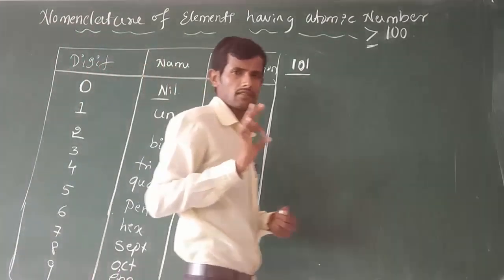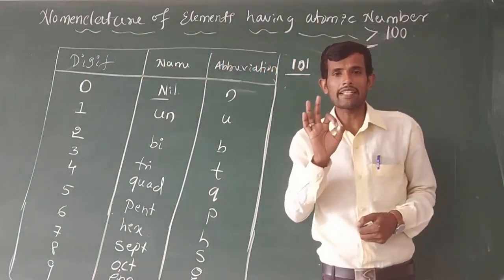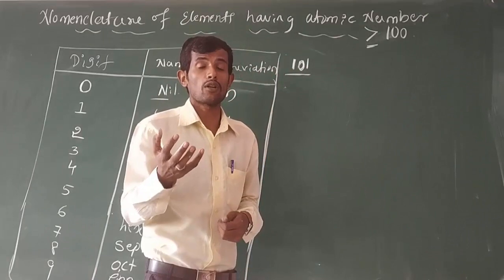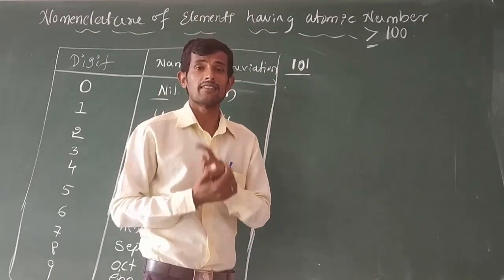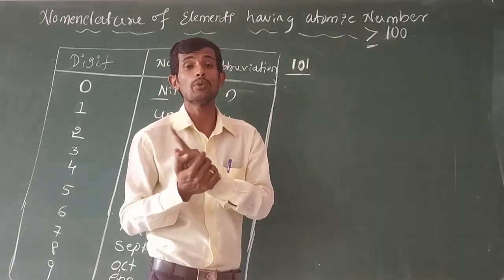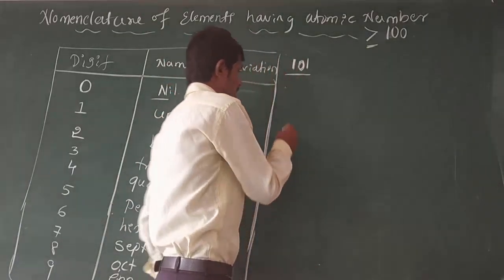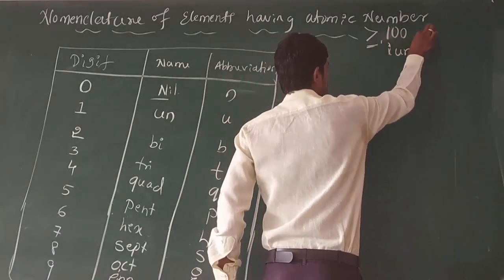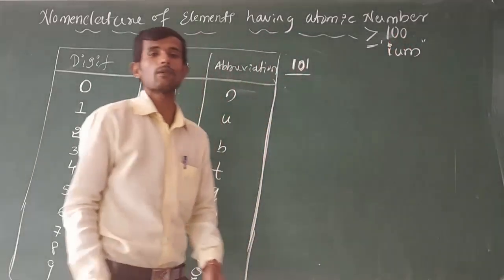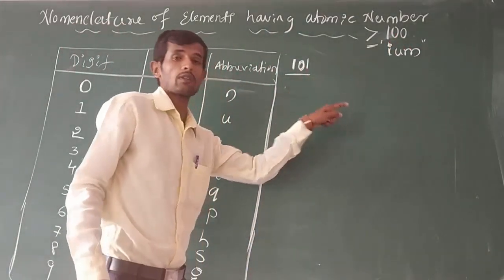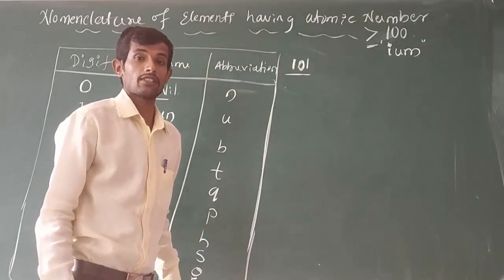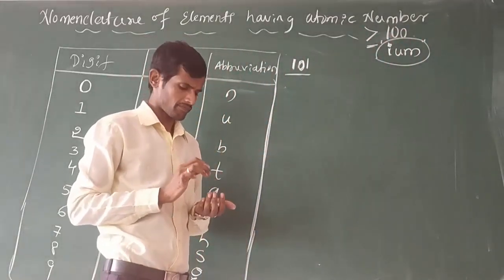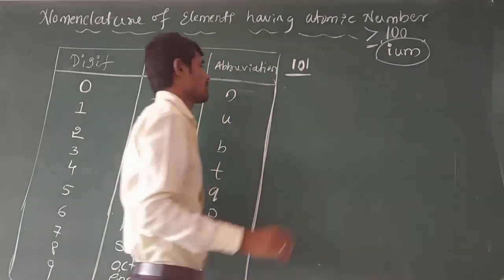Students, one more important thing you remember while writing the IUPAC name of an element which has atomic number greater than 100: the name ends with IUM. While writing the name, it ends with IUM. It will be the helping word. So now try this 101.